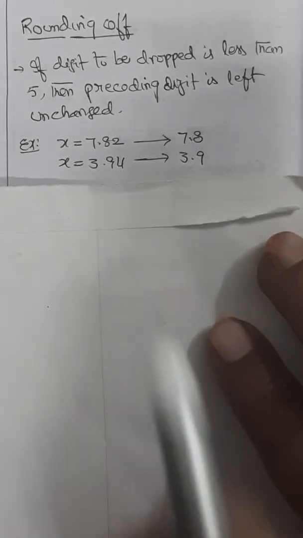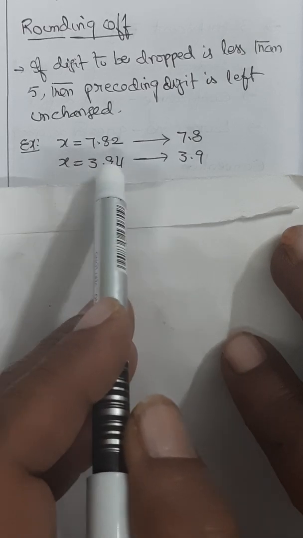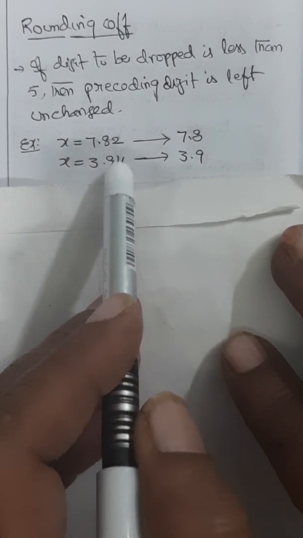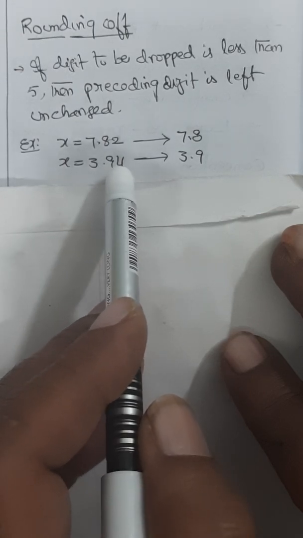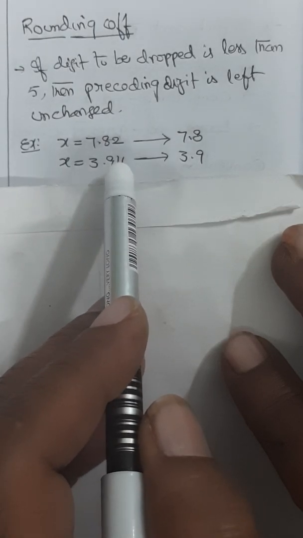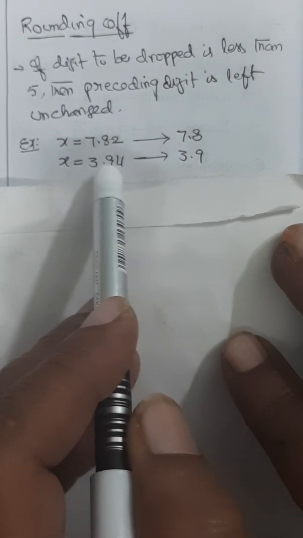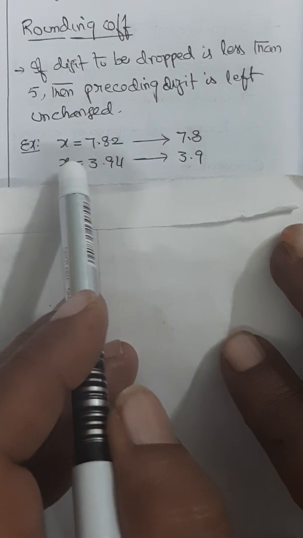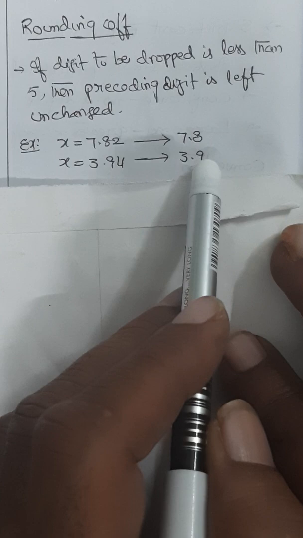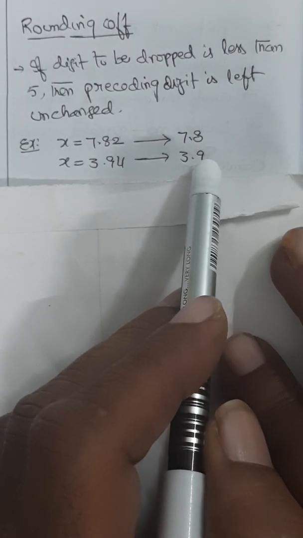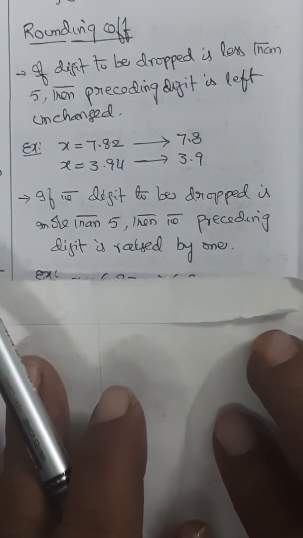Similarly, let us take yet another example, say a measured value, x equal to 3.94. You want to drop this digit 4. This digit 4 is less than 5. Therefore for rounding off, the digit preceding this, that is 9, should be left unchanged. Therefore x equal to 3.94 is rounded off to 3.9. This is rule 1.